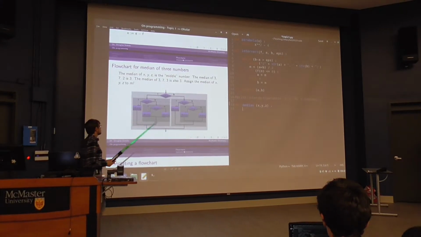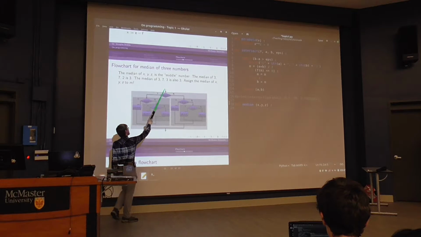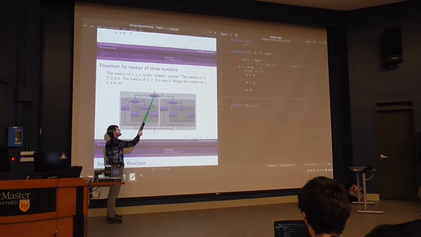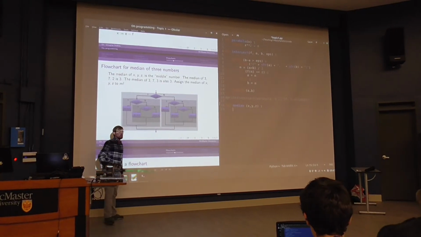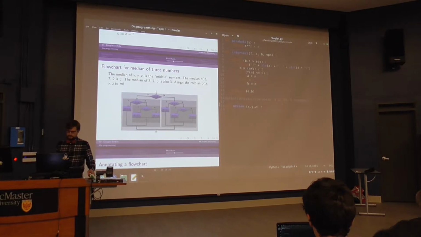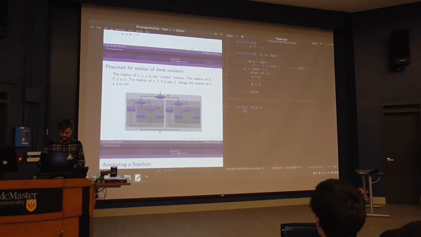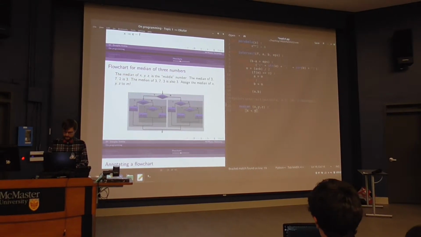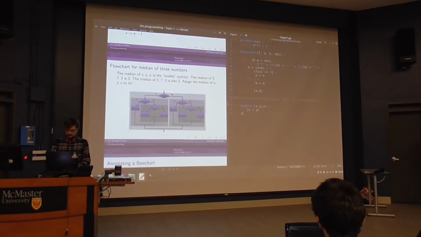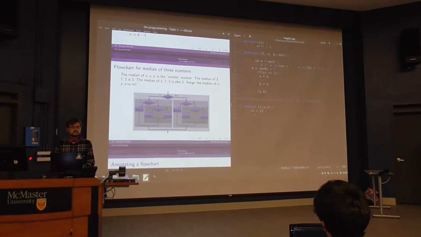We note that the first thing we encounter in the program is an if statement with the conditional x is less than y. So we say if x is less than y, we do something, otherwise we do something else.